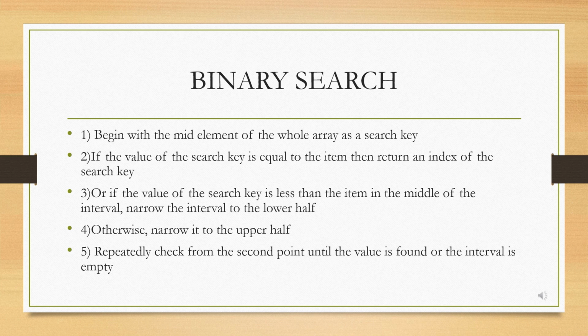In binary search, we begin with the middle element of the whole array as a search key. If the value of the search key is equal to the item, then we return the index of the search key. If the value of the search key is less than the item in the middle of the interval, then we narrow the interval to the lower half, otherwise we narrow it to the upper half. We repeatedly check from the second point until the value is found or the interval is empty.